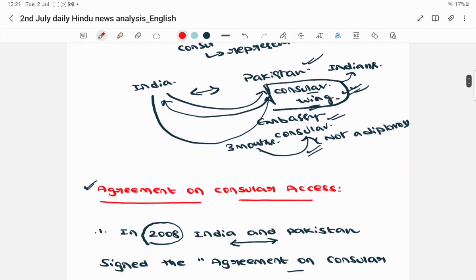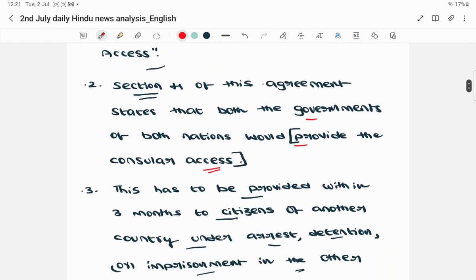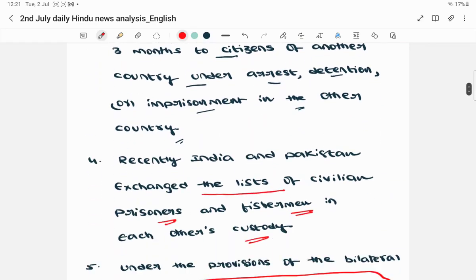And internationally, there is an international treaty known as the Vienna Convention on Consular Relations of 1963. This convention says that whenever any foreign national has been arrested, detained or imprisoned, then immediately the embassy or the consulate wing needs to be intimated, given the information about that particular arrest by the host country.